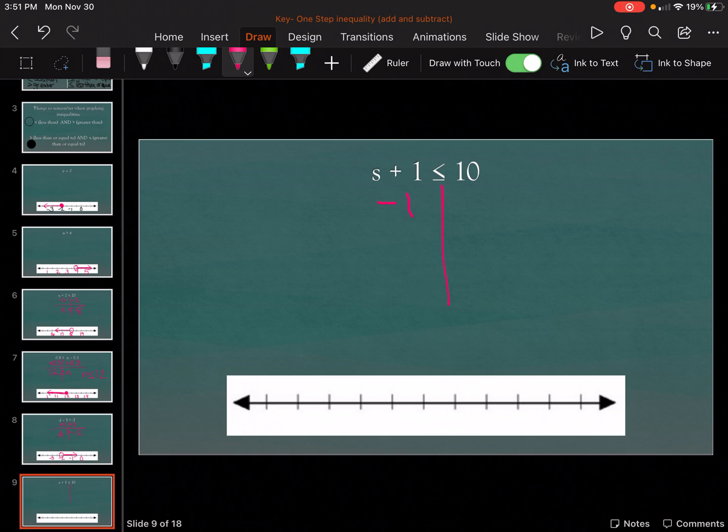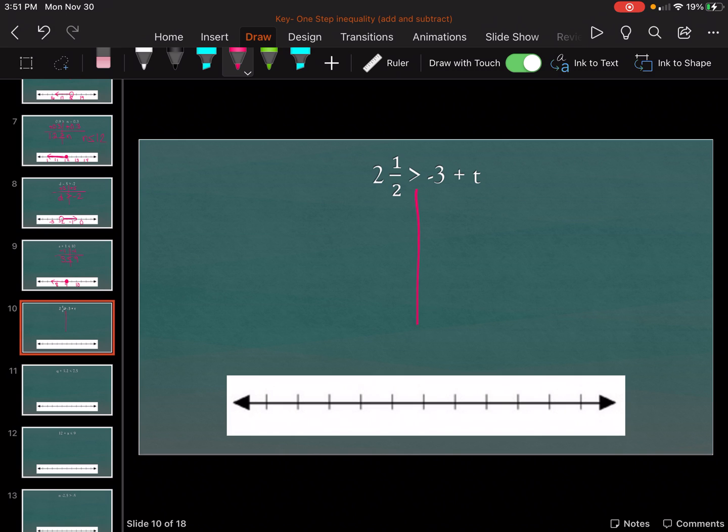We're going to subtract 1 on both sides. So S is less than or equal to 9. So we have 8, 9, 10. It is going to be a closed circle pointing to the left. Closed circle because it's got that equal to part. S is less than or equal to 9.